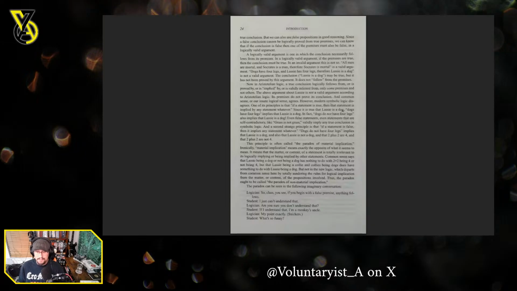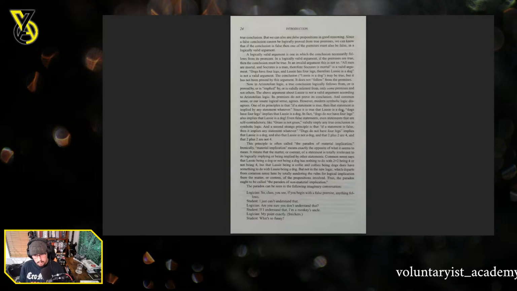Ironically, material implication means exactly the opposite of what it seems to mean. It means that the matter or content of a statement is totally irrelevant to its logically implying or being implied by other statements. Common sense says that Lassie being a dog or not being a dog has nothing to do with 2 plus 2 being 4 or not being 4, but that Lassie being a collie and collies being dogs does have something to do with Lassie being a dog.